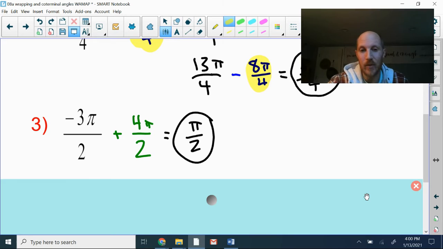So I added this time because I started with that negative angle. Final answer is pi over 2. Still checking my final answer by comparing it to that equivalent of 2 pi. Is my final answer smaller than 4 pi over 2? Yes. Awesome. Positive? Yes. I am done.